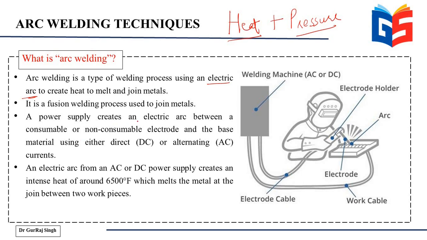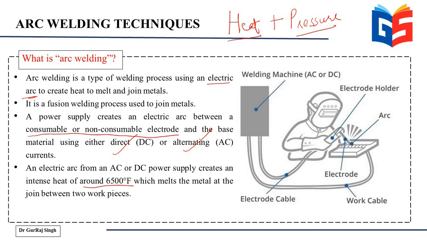Now the power source creates an electric arc between a consumable or a non-consumable electrode. I've mentioned this again, and we will be talking about this in future classes. The arc is created between the electrode and the base material using either DC or AC currents. Therefore, the heat source can be either direct current or alternating current. An electric arc from an AC or a DC supply creates intense heat of around 6500 Fahrenheit. It's a very high temperature, sufficiently high to melt most of the metals.